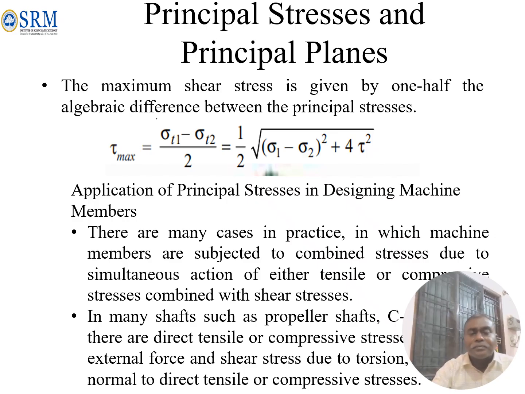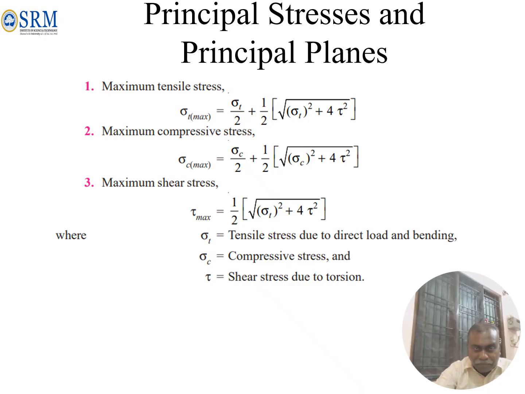Application of principal stress: there are many cases in which machine members are subject to combined stresses due to simultaneous action of tensile or compressive stresses. For example, a propeller shaft or C clamp has direct tensile or compressive stresses and shear stresses due to torsion. So this is the information about the principal stress and principal plane. At last, we have the three formulas.